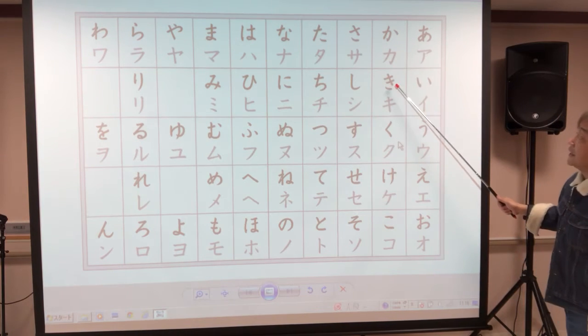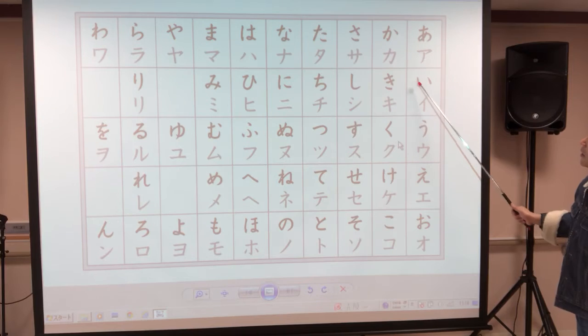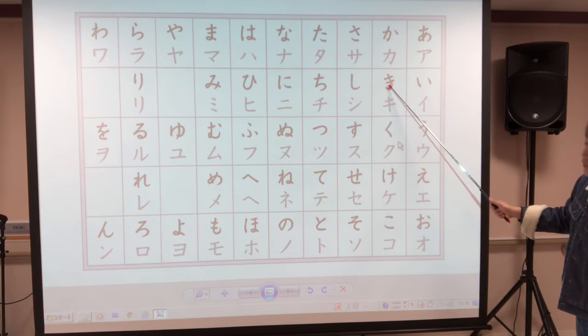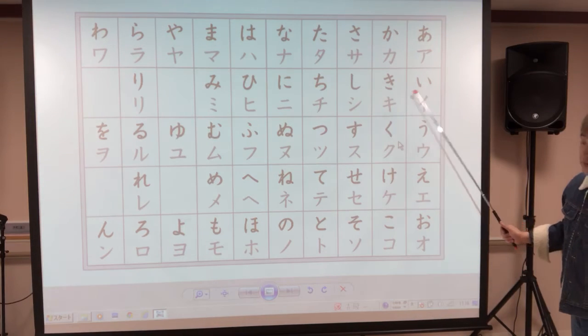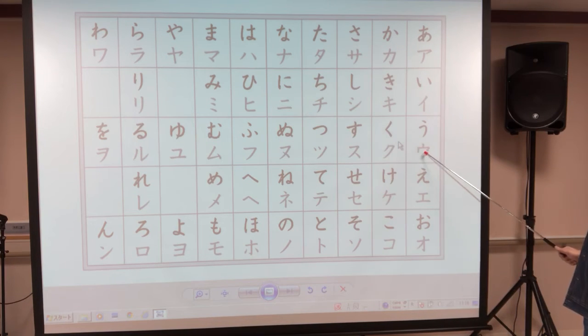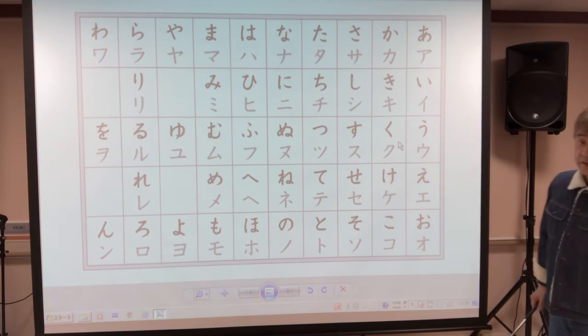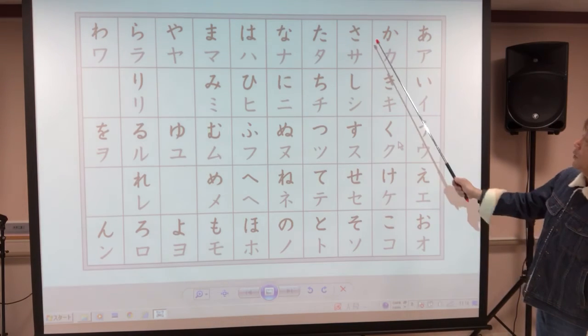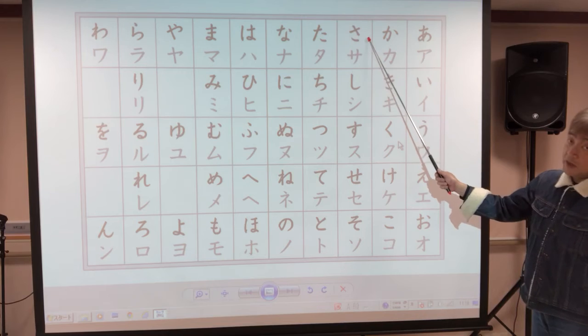And the next one is the K sound combined with I. So that's ki, ku, ke, ko. Okay? The third line works the same way.